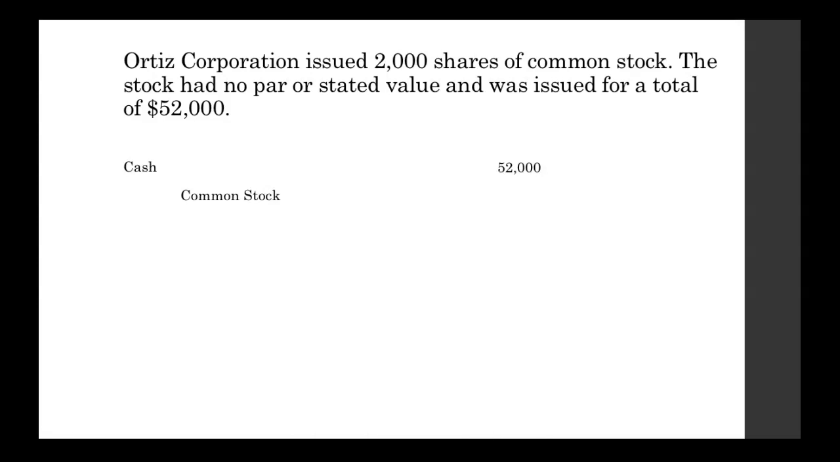credit common stock for a certain amount. Well, in this case, we didn't have a par or stated value, so we can't multiply the number of shares by the par value. Instead, we just need to go back to that rule of debits and credits have to equal. So since our debit is 52,000, our credit will also be 52,000.